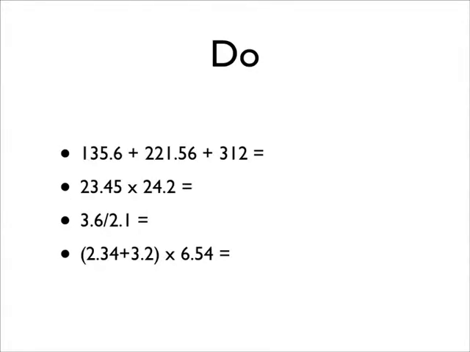So now we're going to attempt to do some problems dealing with the multiplication, division, addition, and subtraction of significant figures. So for the first one, let's add 135.6 plus 221.56 plus 312. Then we'll do 23.45 times 24.2, and then 3.6 divided by 2.1, and then we have a multiple step problem. We have 234 plus 3.2 times 6.54. So let's do these problems.